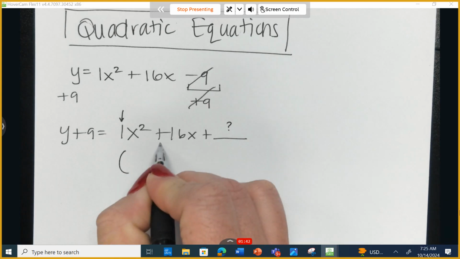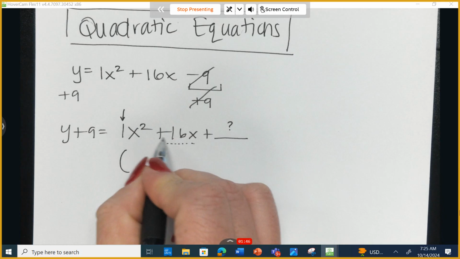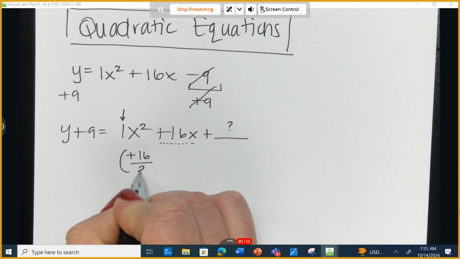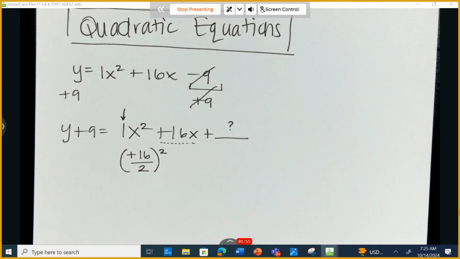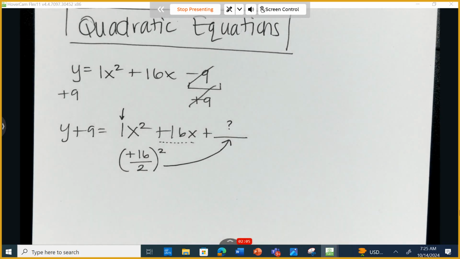I'm going to take whatever this b value is, the value that is stuck with the x, and write it down with the sign in front. So it's a plus 16. I'm always going to divide it by 2 and I'm always going to square it. So if that was a negative 16, I'd write down negative 16 divided by 2. Always divided by 2 and always squared. Whatever we get goes into this position. So 16 divided by 2 is 8, and 8 squared is 64.